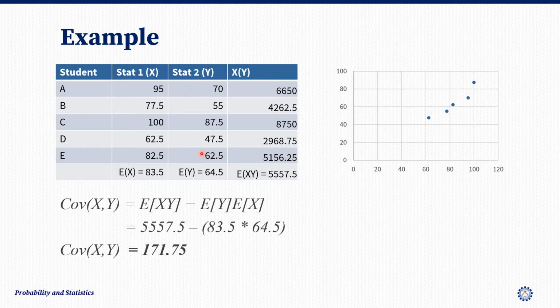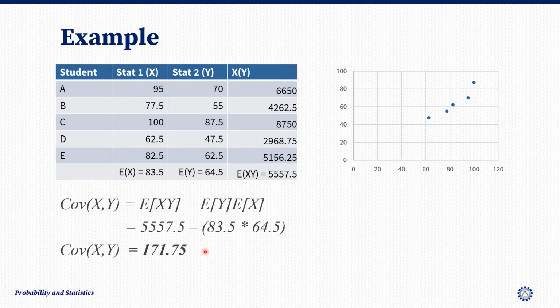Then, minus the expected value of Y, which is the average of our Y variable, multiplied by the expected value of X, which is the average of our X variable. The expected value of X equals 83.5. So we have 5,557.5 minus 83.5 multiplied by 64.5. Following the PEMDAS rule, we first multiply 83.5 times 64.5, and then deduct that from 5,557.5. So we get 171.75.